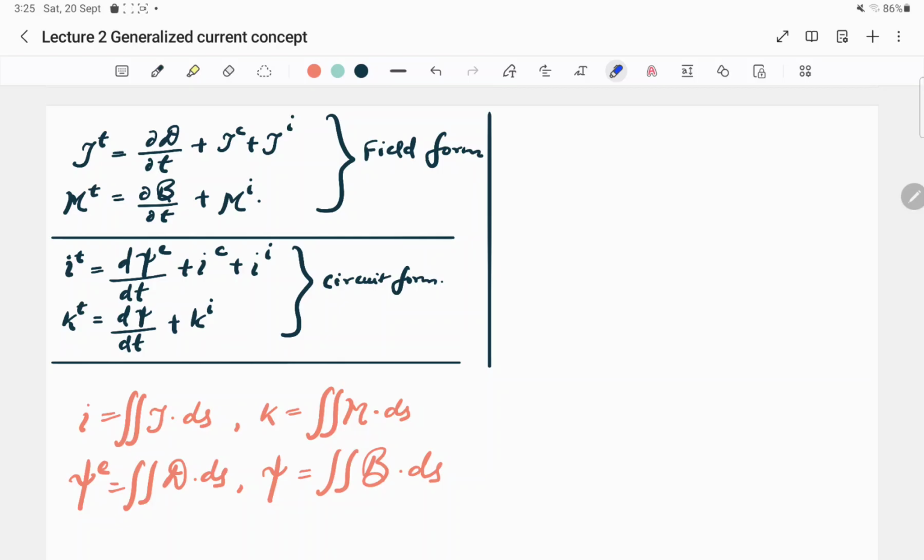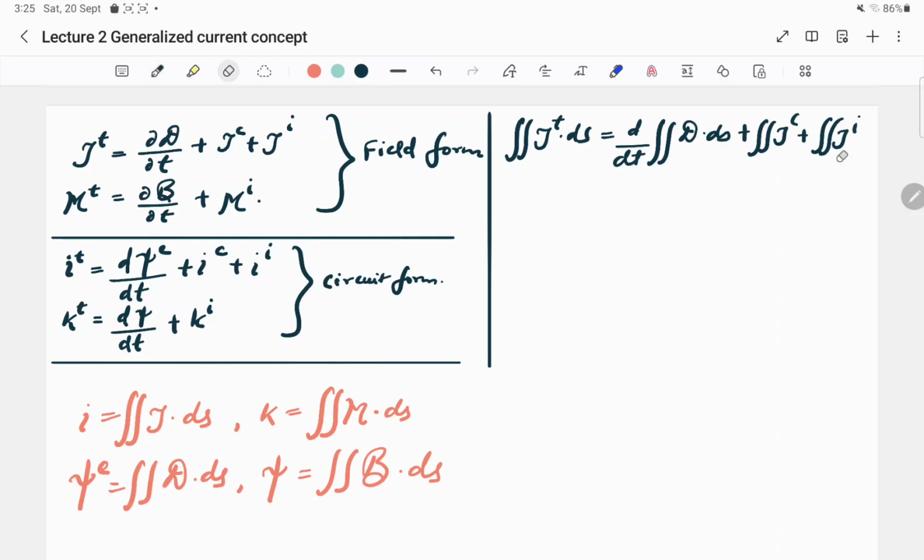Now in the previous lecture, lecture number 1, we have seen the relationship between circuit quantities and field quantities. So if you take surface integration on one of these equations, let us say the surface integration of J total dot ds is equal to d over dt of the surface integration of D dot ds, plus the surface integration of Jc plus the surface integration of Ji.